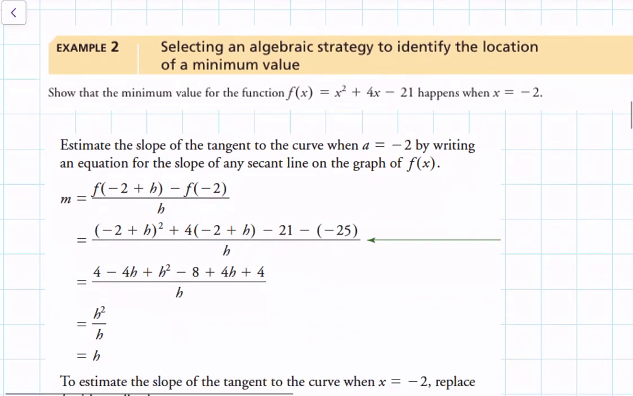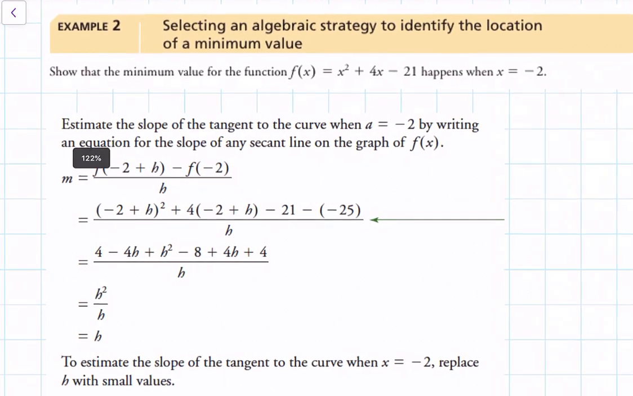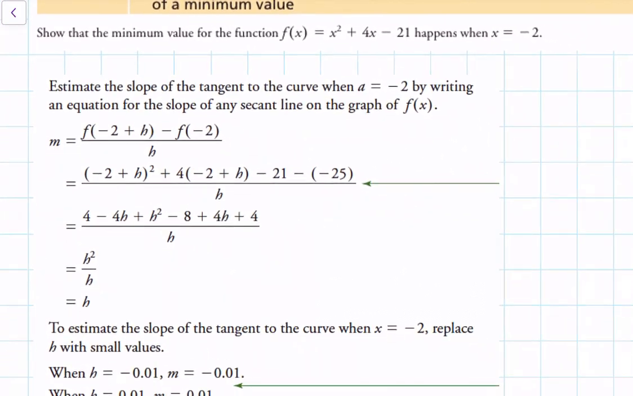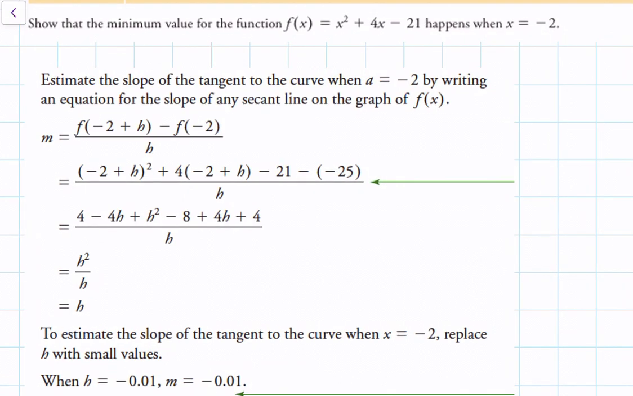Okay. So example 2, we're going to use an algebraic strategy to identify the location of a minimum value. So show that the minimum value for the function happens when x is equal to negative 2. Okay. So in order to do this, we're going to estimate the slope of the tangent to the curve at a equal to negative 2. And we're going to use the definition that we learned in the previous lesson.